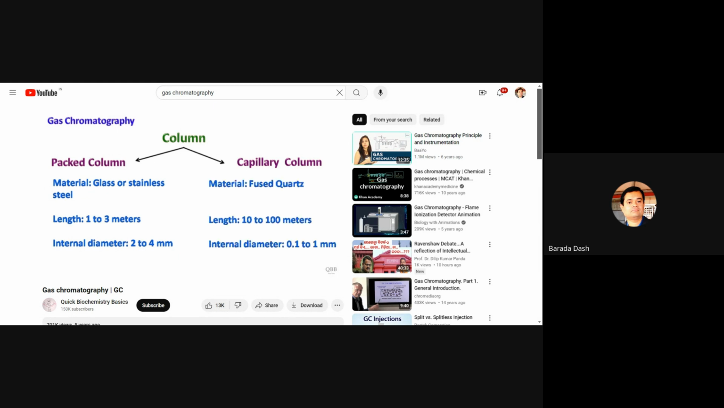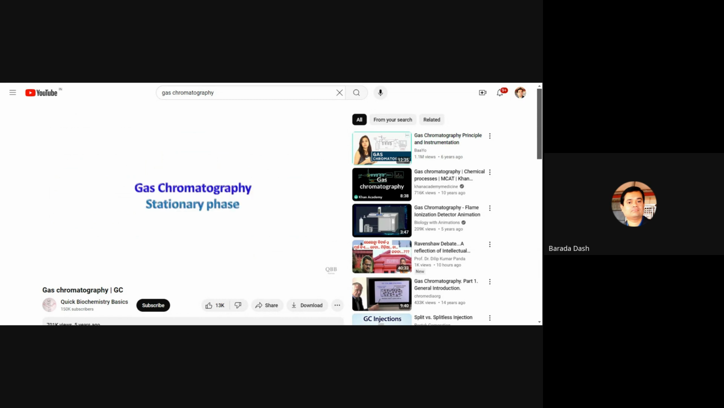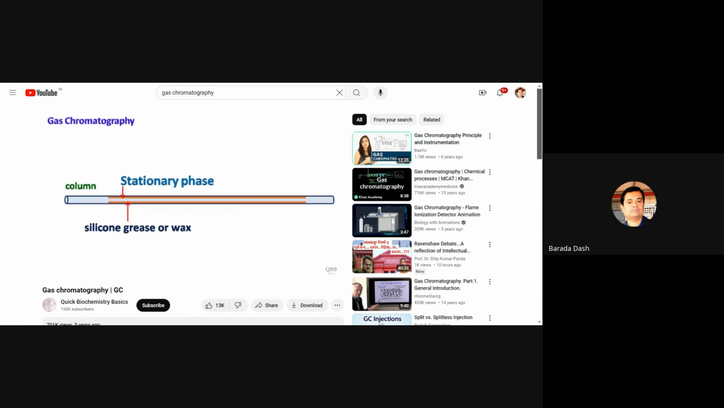The capillary column is made up of fused quartz. These columns are very long and have a length from 10 to 100 meters and an internal diameter of 0.1 to 1 millimeter. The column is placed in a chamber so that a uniform temperature can be maintained. The stationary phase is packed in the inner wall of the column. The stationary phase is made up of silicon grease or wax which can withstand a high temperature.